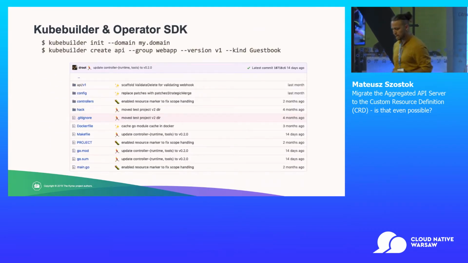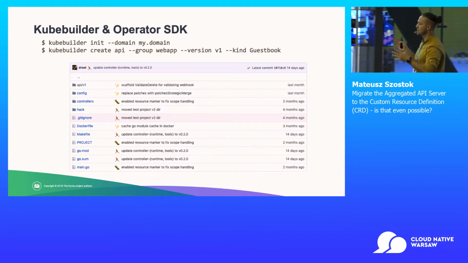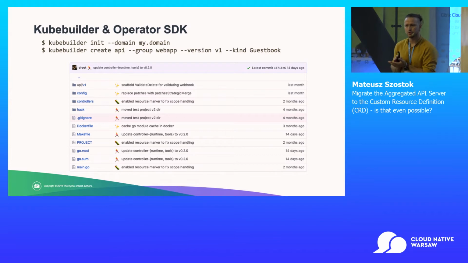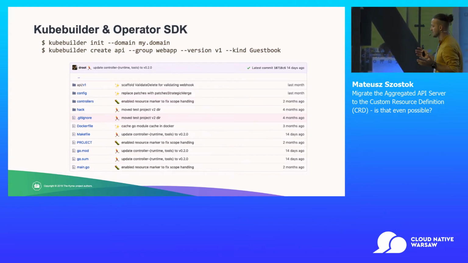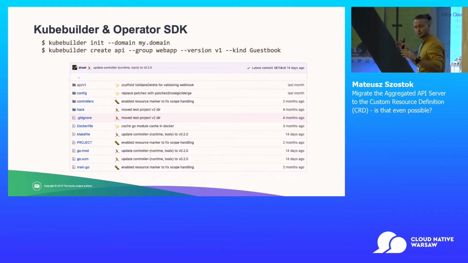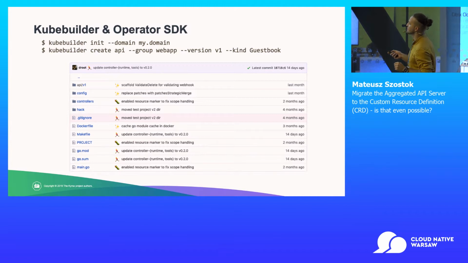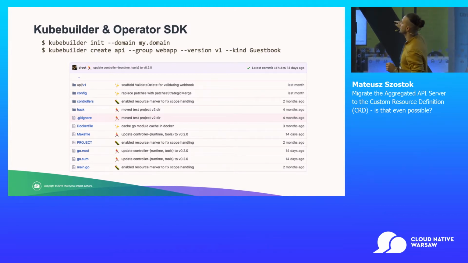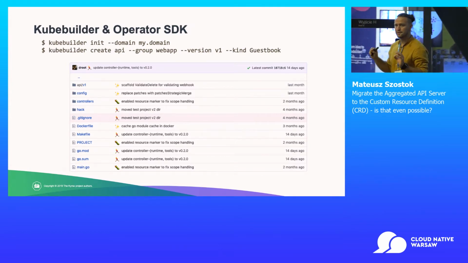Next one is Kube Builder and Operator SDK. I will describe them together because basically they are almost the same. They simplify the building process of Kubernetes webhooks and controllers by scaffolding Go sources and package structure. So when you execute Kube Builder init, it will create such a project structure. Thanks to that, you have all the boilerplate in place.